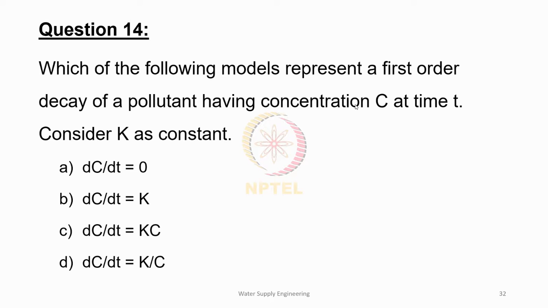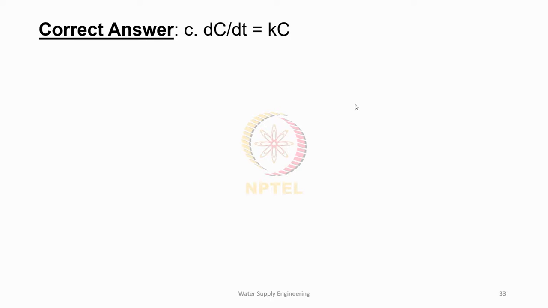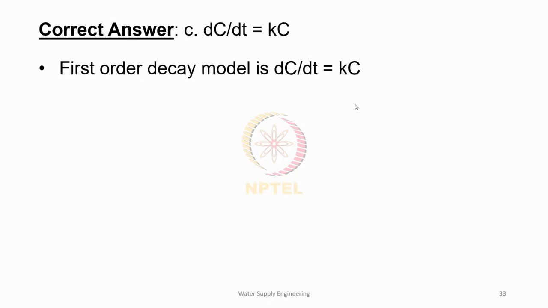Okay, I'm getting multiple answers. So the correct answer is option C. dC by dt is equal to Kc. So the first order decay model is dC by dt is equal to Kc.